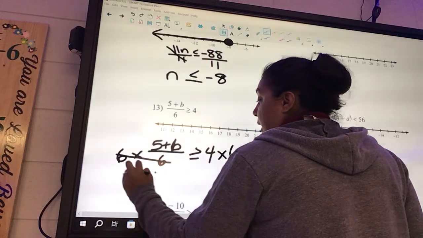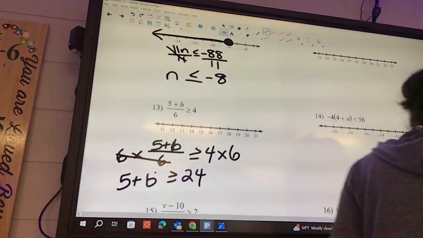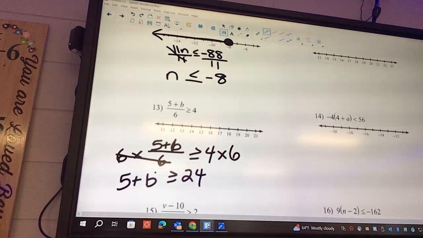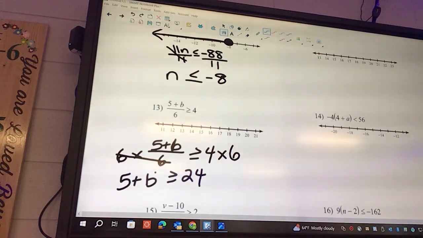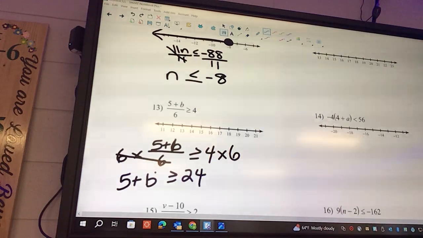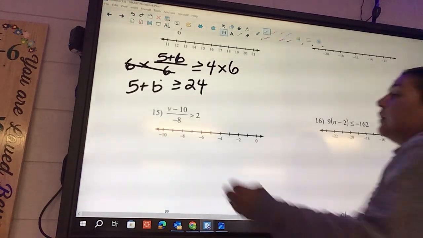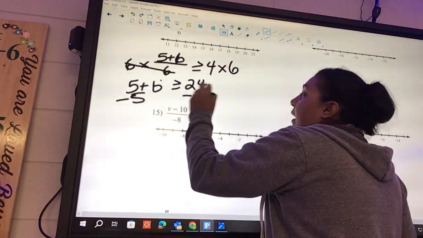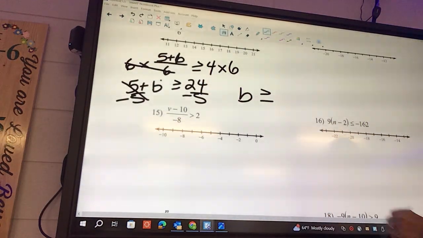Okay, so I got 5 plus b, and that's going to be 24. Okay, so now they're on their date. So now the couple needs to break up. Who's getting moved there? The 5's getting moved. Okay, that's our couple. So how do I move that 5? Subtract. So we're gonna say -5, -5. 24 minus 5? 19.